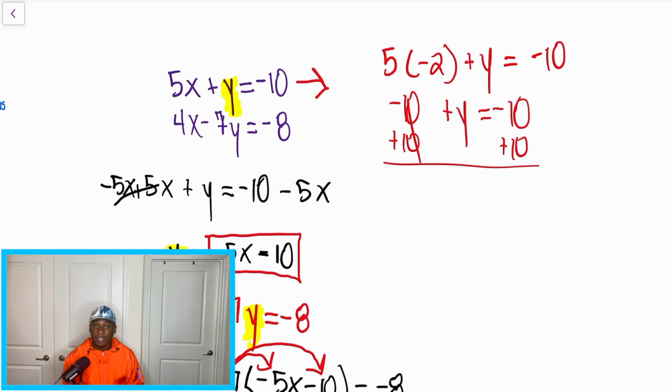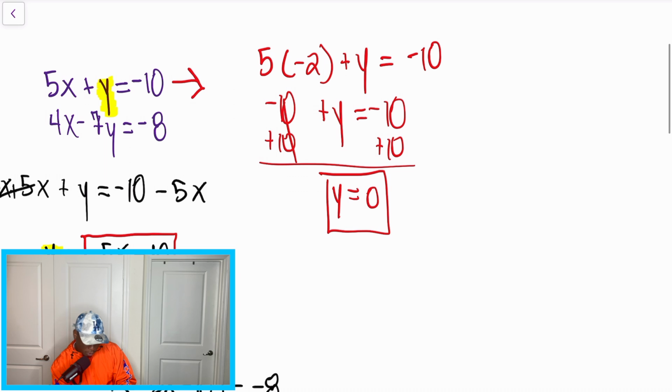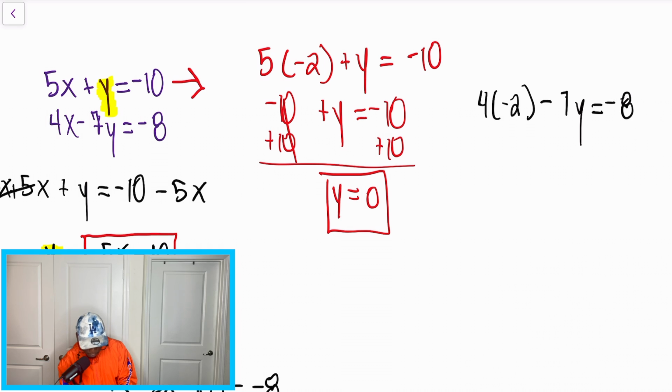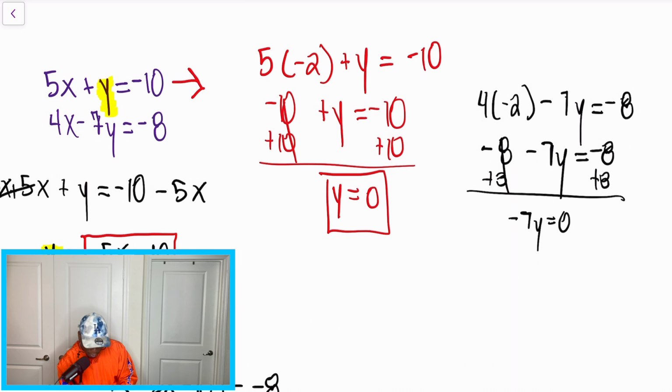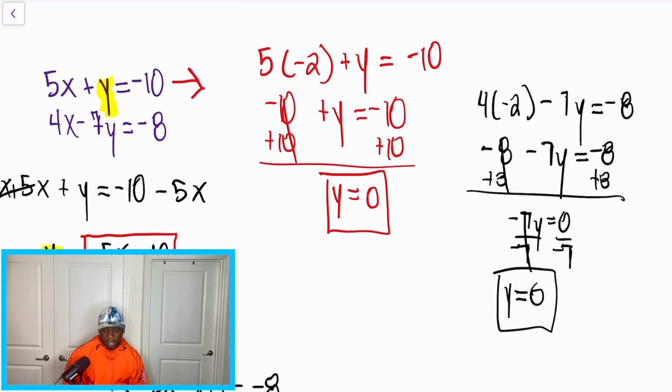And if you want to double check this, guys, we could go ahead and plug it in for the second equation, and I'm going to do that as well. So here we have 4 times negative 2, because remember, x is negative 2, so we have to substitute it in, minus 7y, and this is equal to negative 8. We'll notice that negative 8 minus 7y is equal to negative 8. We add 8 on both sides. Negative 7y is equal to 0. And once we divide by negative 7, 0 divided by negative 7 is 0. 7 cannot go into 0 at all. And then we're done with the first problem.